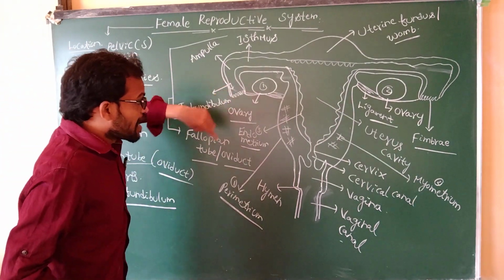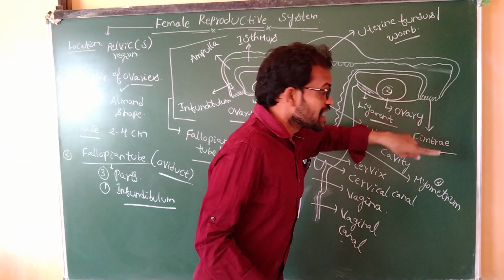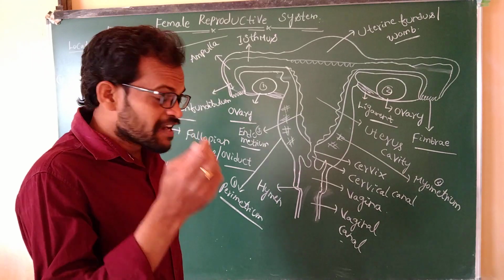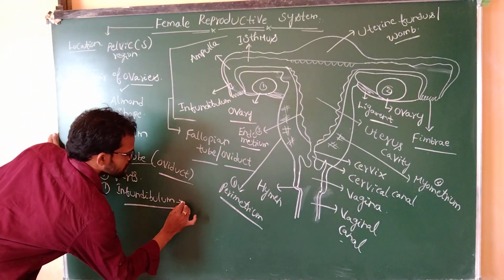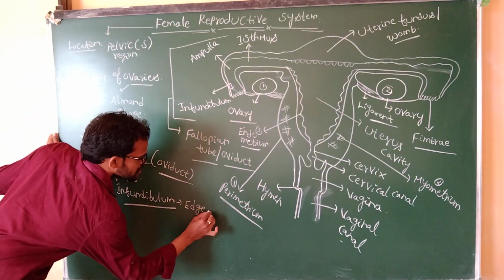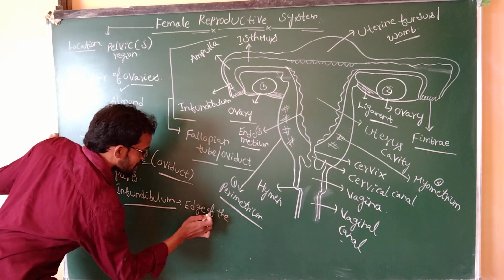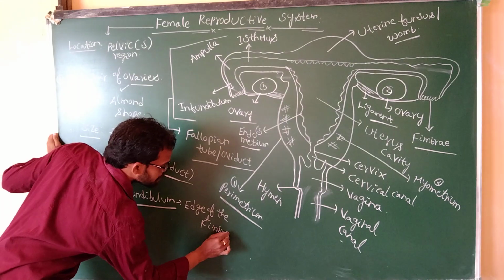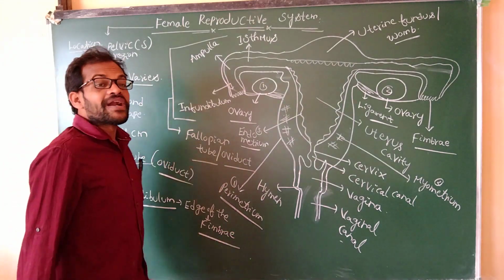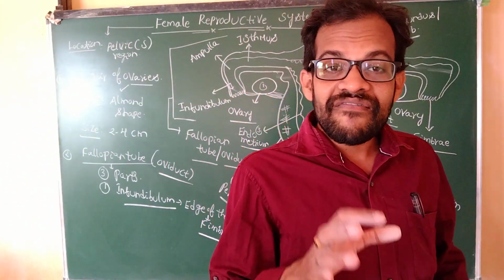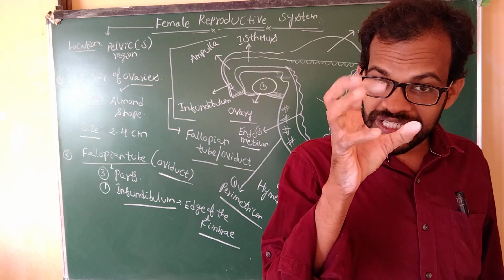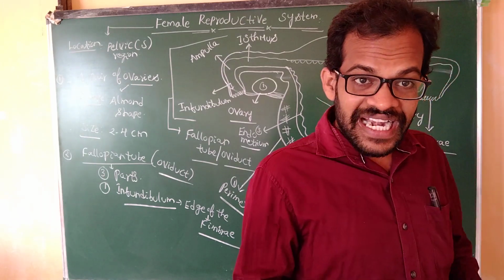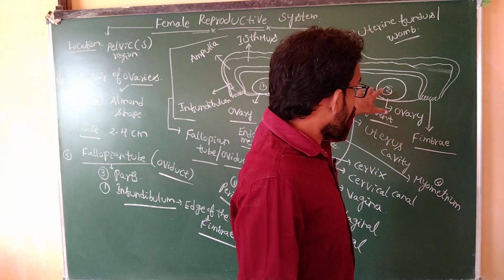The edge of the infundibulum is known as the fimbriae. What is the function of the fimbriae? Whenever the fimbriae, the ciliary muscles, contract, they receive what the ovaries produce.